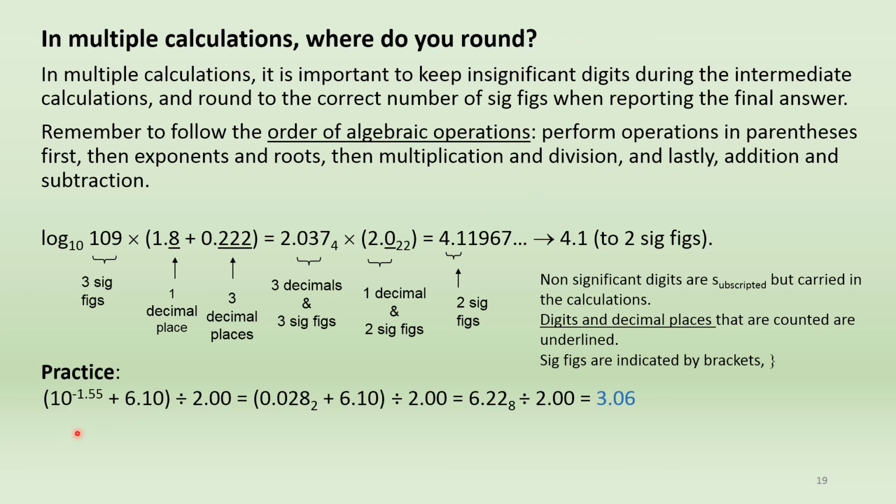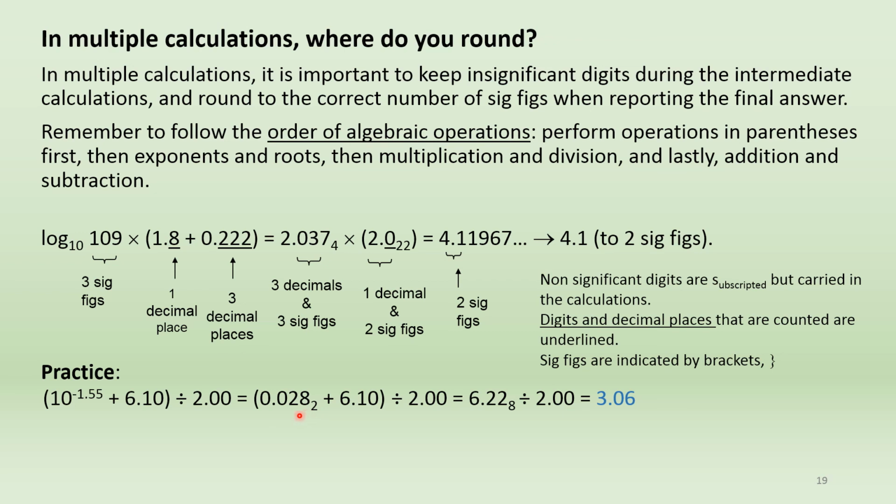Here I have 10 to the negative 1.55 plus 6.10 divided by 2.00. Let's work with this anti-log first. So the negative 1.55 is a logarithm. When I take the anti-log, it gives me a number, and the number will have 2 sig figs because the log has 2 digits to the right of the decimal in the mantissa. So that becomes 0.028, and those are the 2 sig figs, the 2 and the 8.